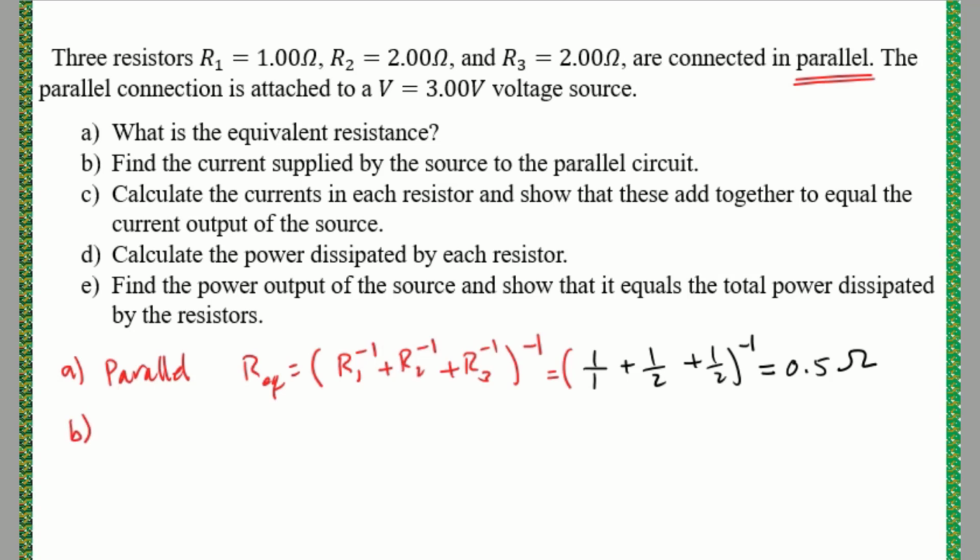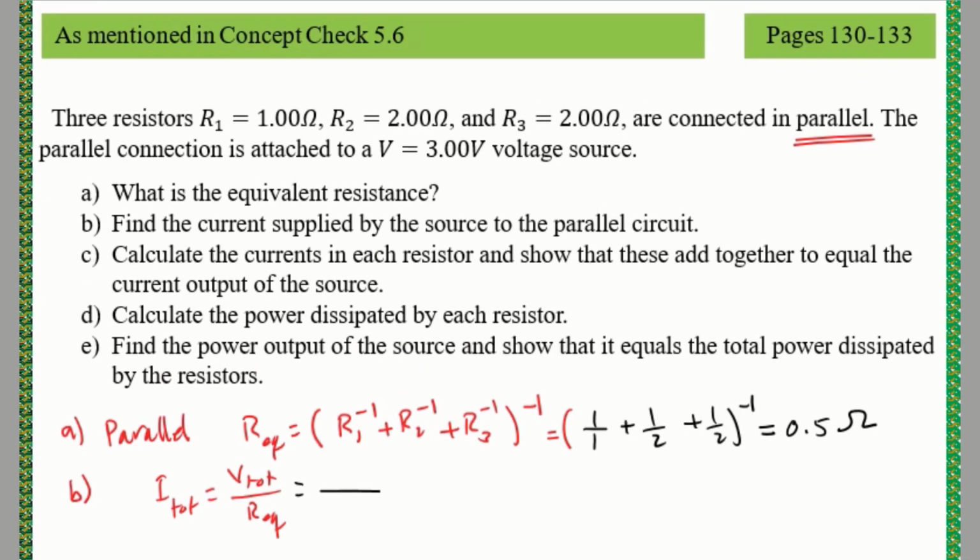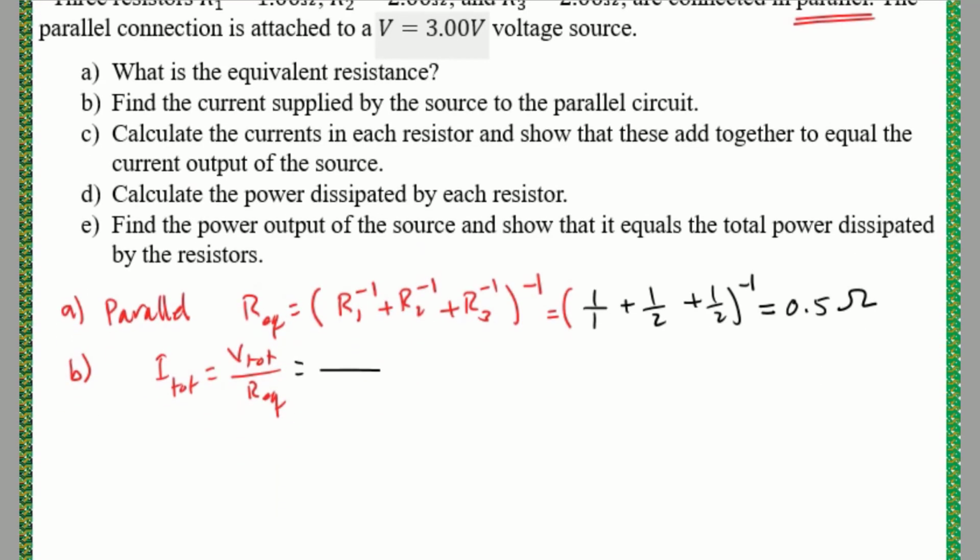Here we have a different situation than the series. We cannot say that the currents are the same, because it is parallel. So to find the total current, use the total resistance. I total equals V total over R equivalent. Easy like this. The total voltage by the supply is 3, and the total resistance is 0.5, so it is 6 amperes.